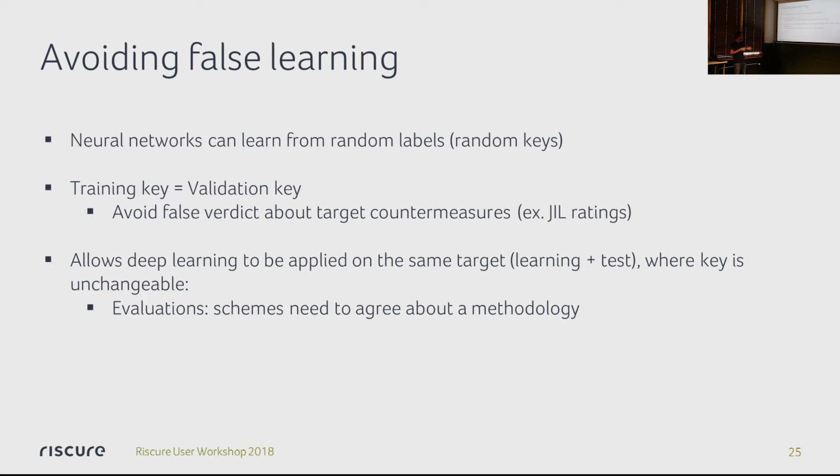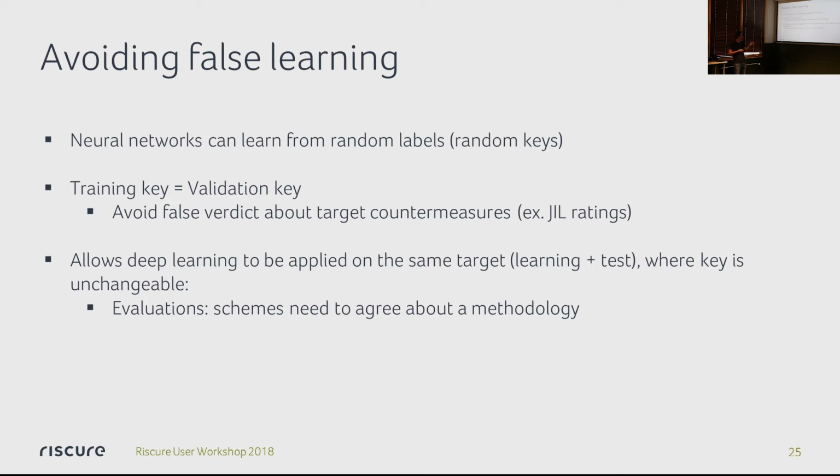And why is this important? For instance, if you're doing an evaluation on a target or testing your product, you can have false verdicts about the countermeasures. You can easily say, okay, the target is protected, but maybe it's not. Or I would say the target's broken, but maybe it's not, because your evaluation is not correct or your assumption is not correct. This can affect quite a lot of decisions, like the rating or the level of security of a target.